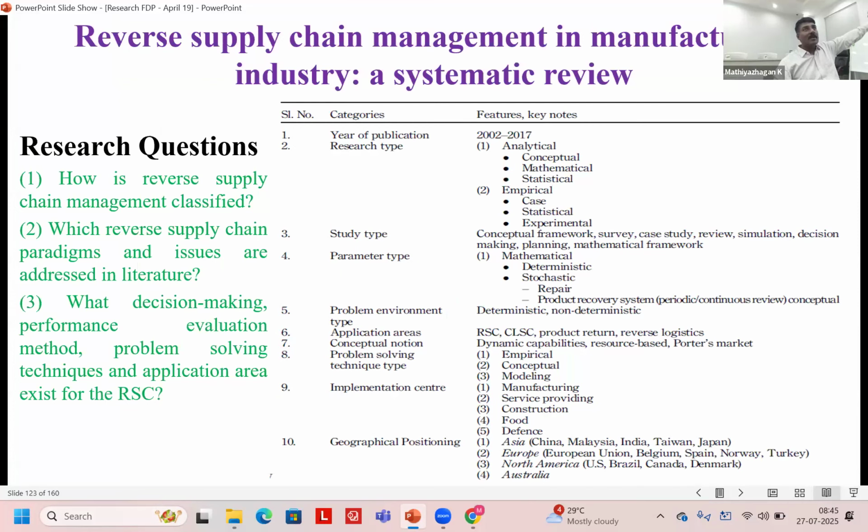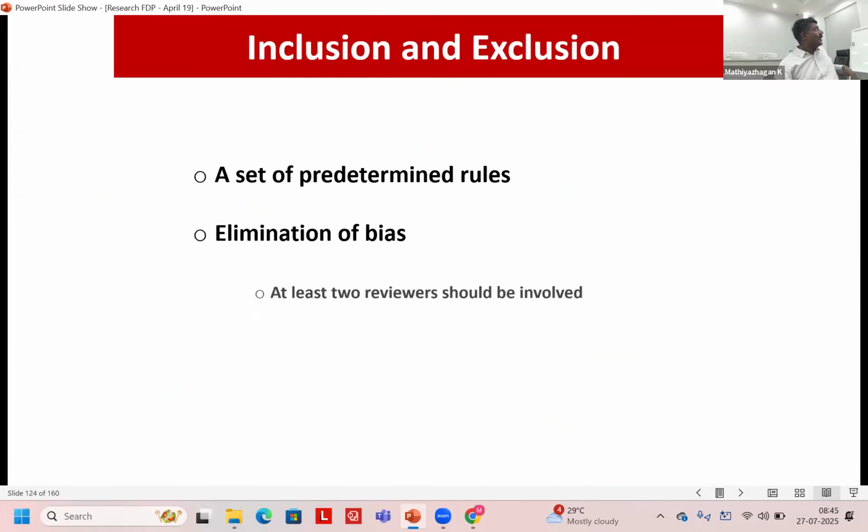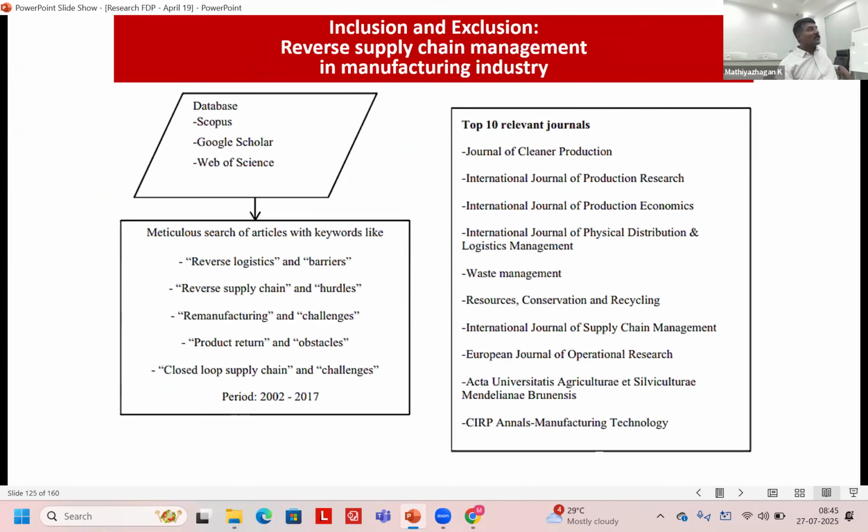This is a literature review framework. Can you see this one? First, what are the databases I'm considering here? Scopus, Google Scholar, Web of Science. And then what are the keywords? Please see the keywords, because any good paper must start with the proper combination of keywords. What is the title of the paper? Reverse supply chain management in manufacturing industry. Reverse logistic barriers, reverse supply chain hurdles, remanufacturing challenges, product return, obsolescence, closed supply chain and challenges. So these kinds of combinations.